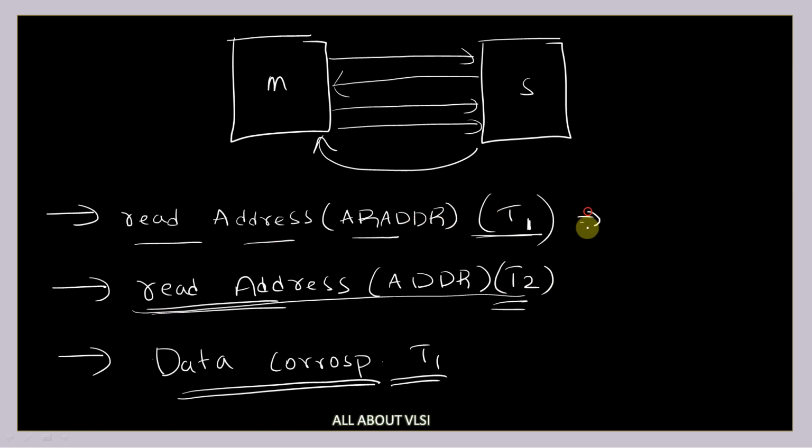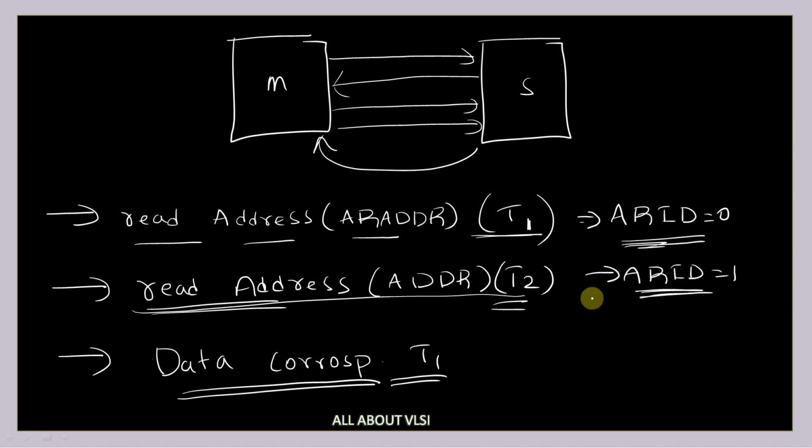because here, for the read address T1 transaction, we are going to have the same AR ID. Let's say AR ID is equal to 0 and here AR ID is equal to 1. Since the master is using the same channel, both the transactions will have the same ID. Now if you have the same IDs, then the master and slave should complete in the same order in which they are issued.